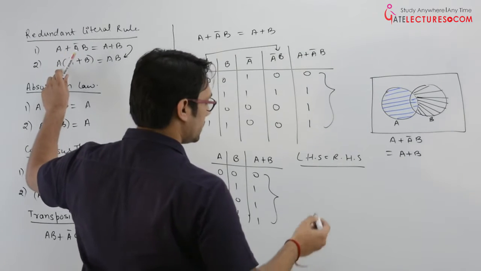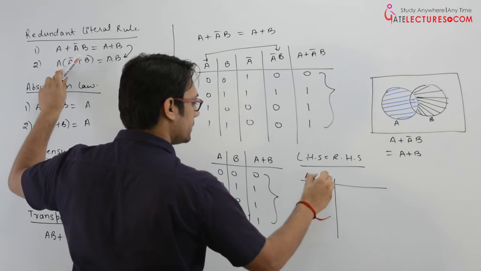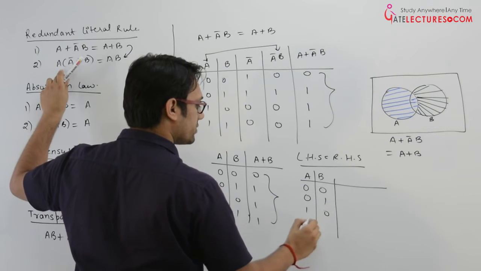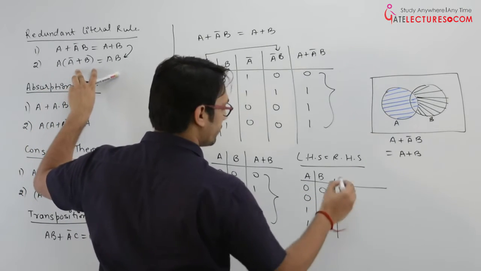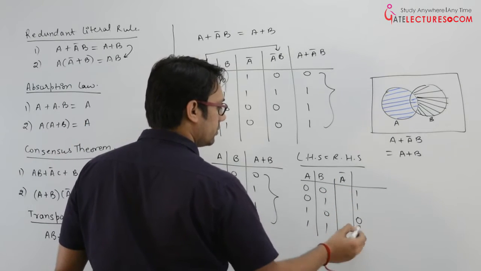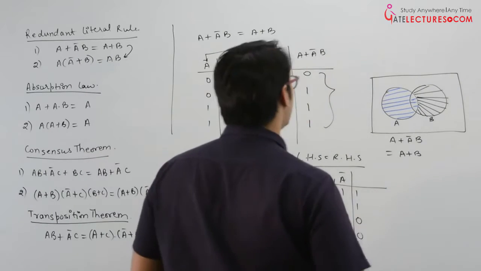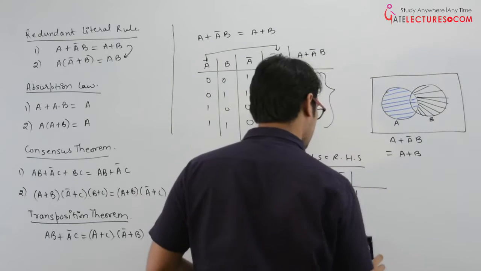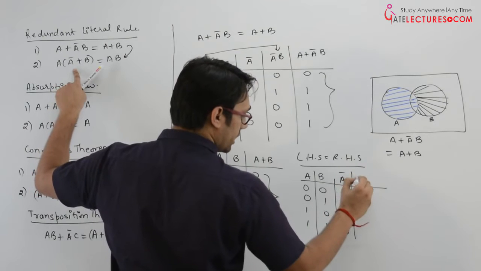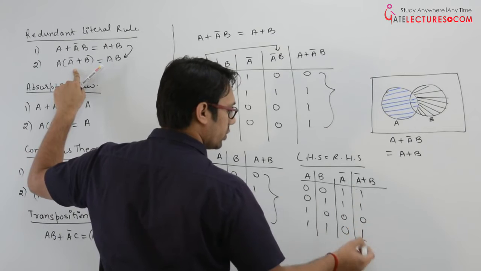So you can see here, if we take A, assume this is A, this is B, then their combinations can be 0, 0, 0, 1, 1, 0 and 1, 1. And let us try to find what is A complement. So A complement can be 1, 1, 0, 0. Sorry, it is 1, 1, 0, 0. I should not have written it here. And then what is A complement plus B? A complement plus B is 1, 1, 0, 1.